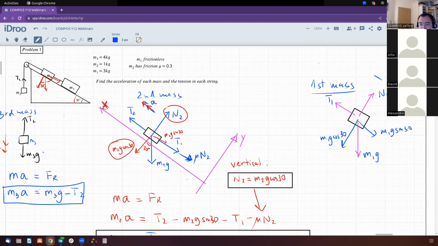And it's accelerating up the slope. So mass acceleration is equal to resultant force. So M1A is equal to T1 minus M1G sine 30. And that's the third equation.